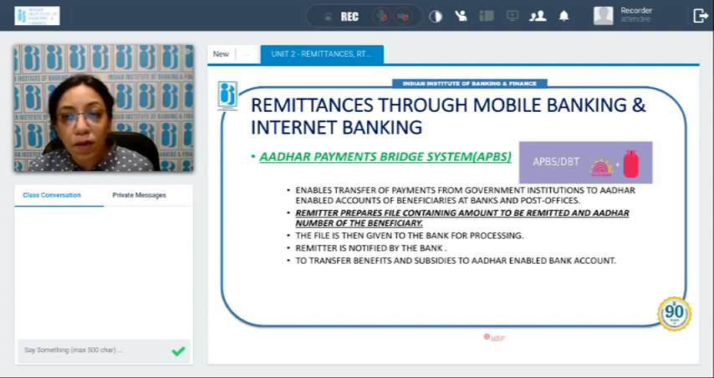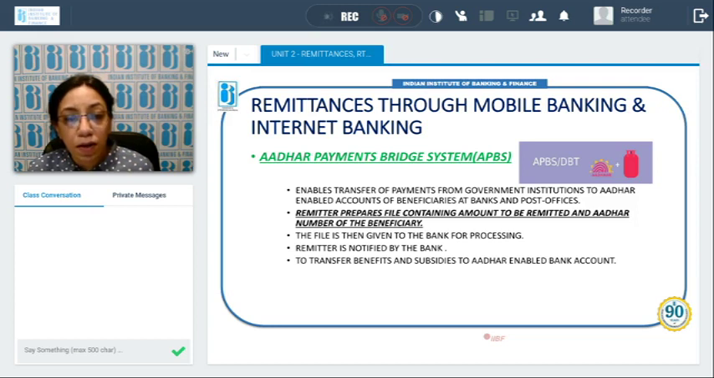Remittances through mobile banking and internet banking also includes APBS, Aadhaar Payments Bridge Systems. This enables transfer of payments from government institutions to Aadhaar-enabled accounts of beneficiaries at banks and post offices. Please see Aadhaar number is the very famous feature of this payment.